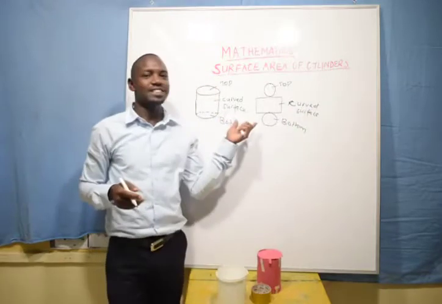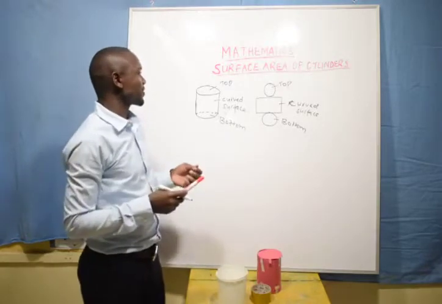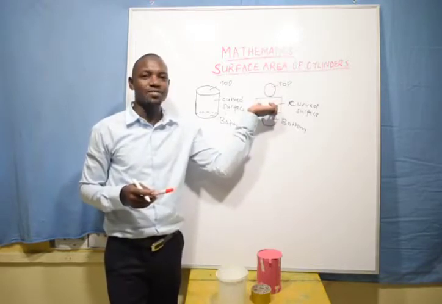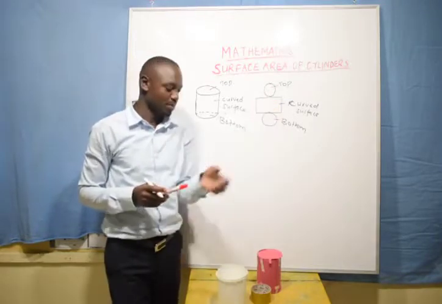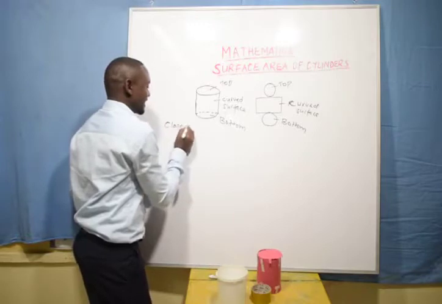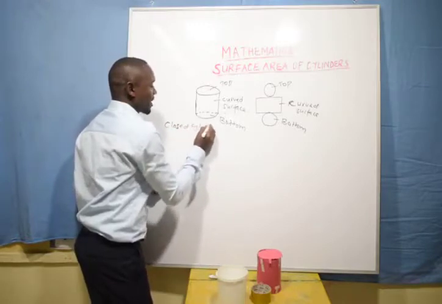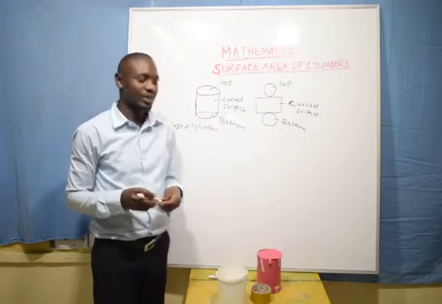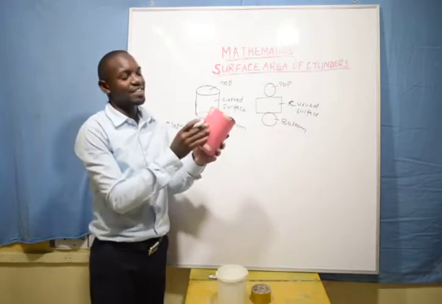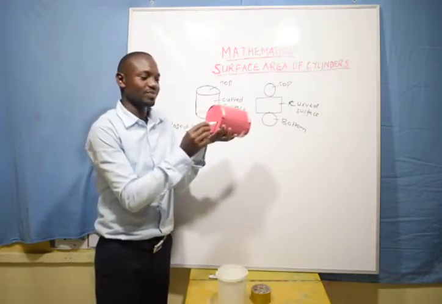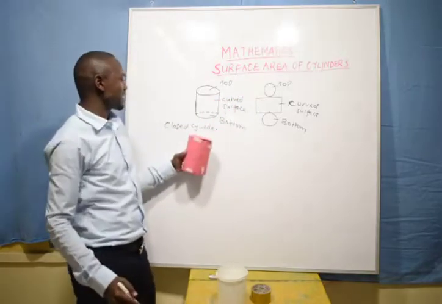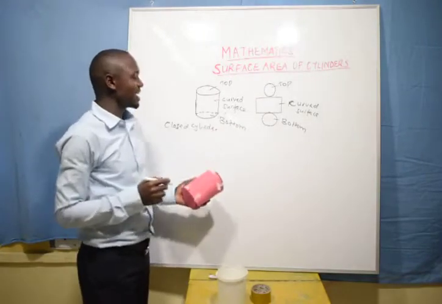Now, to get the surface area of a cylinder, you take the total area of the two circular parts, that is the top and the bottom, plus the area of the curved surface, which is rectangular in shape. So, in case of a closed cylinder, a closed cylinder has two circular parts, that is the top and the bottom. Then we have the curved surface. So to get the surface area of a closed cylinder, you take the area of the circular parts.